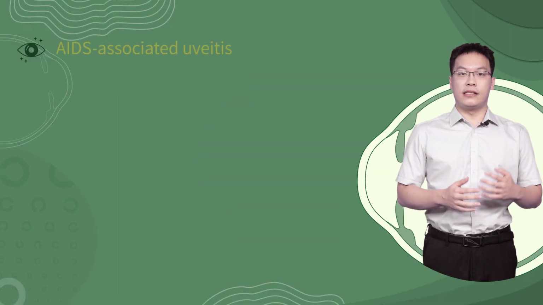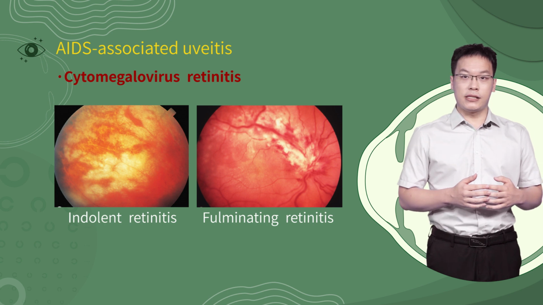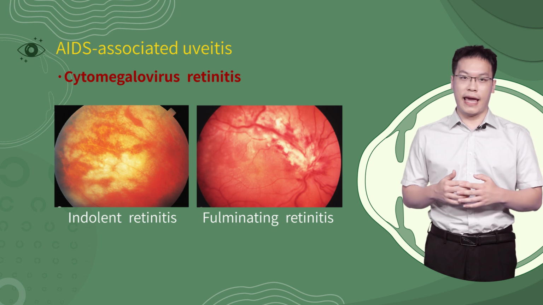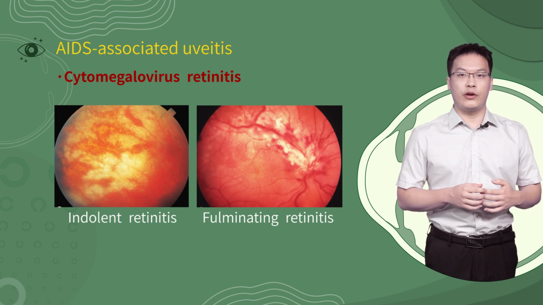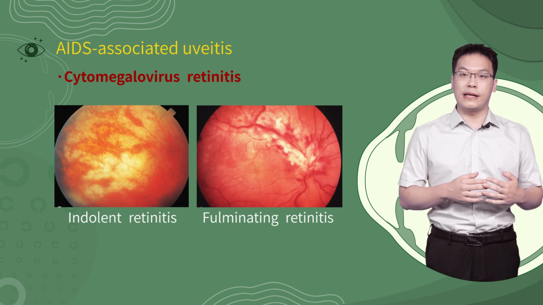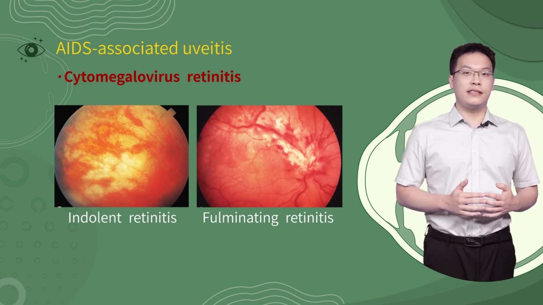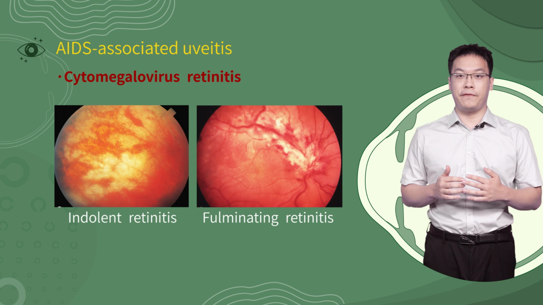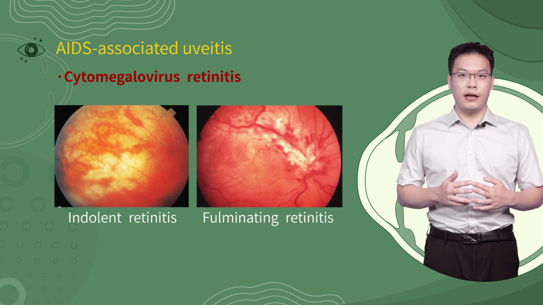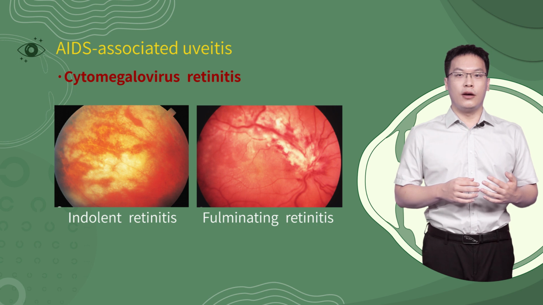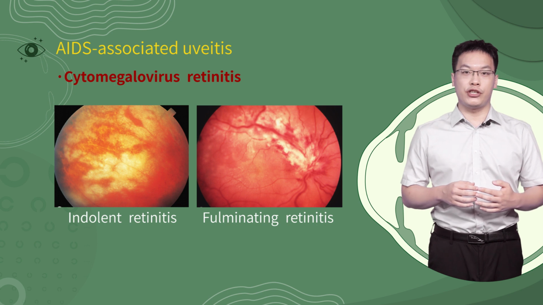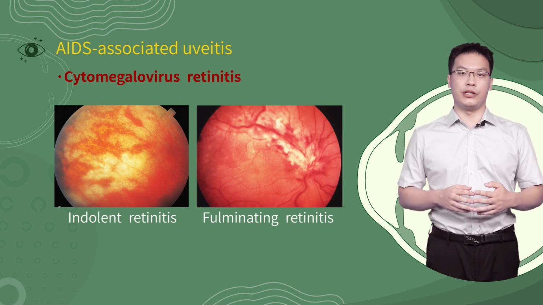Uveitis is sometimes associated with immunosuppression. Cytomegalovirus retinitis is the most common opportunistic ocular infection among patients with AIDS. Indolent retinitis frequently starts in the periphery and progresses slowly. It is characterized by a mild granular opacification, which may be associated with a few punctate hemorrhage spots. We can see dense, white, well-demarcated geographical areas and confluent opacification, often together with retinal hemorrhage.